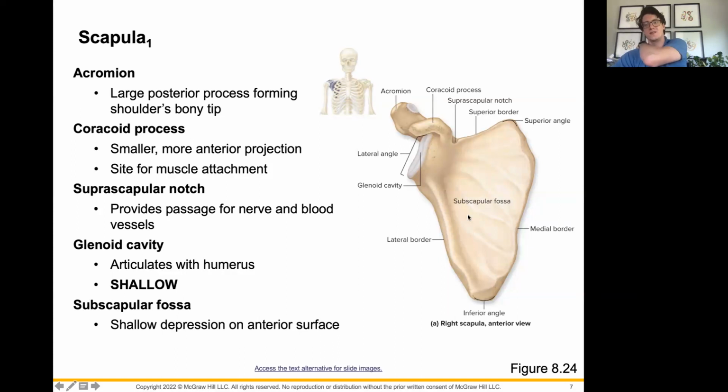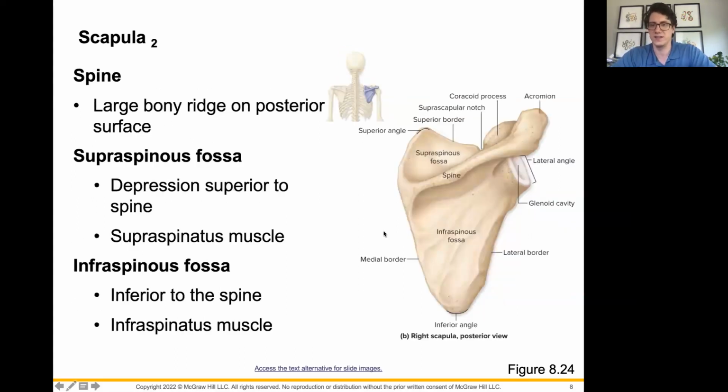If you feel your own scapula, you'll feel this giant ridge on the back. The giant ridge you're feeling is the spine. Now, we do have a couple of terms here. We have this big notch running through here. We've also got a couple of depressions. So we have the supraspinous fossa and the infraspinous fossa, supra meaning above, infra meaning below the spine.